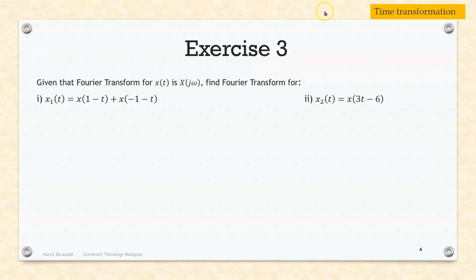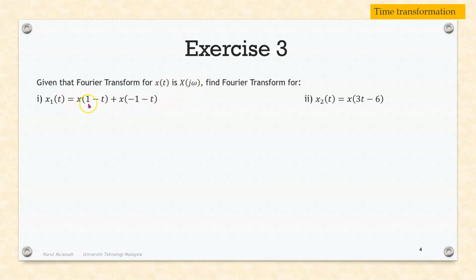For exercise 3, still on time transformation. Given that the Fourier transform of x(t) is X(jω), find the Fourier transform for the first function, x1(t), which is based on the x(t) here that has been time transformed. This one is time shifted and also time reversed. Question 2 is x2(t), which has also been time transformed based on this x(t). The Fourier transform for x(t) is already given, which is X(jω).